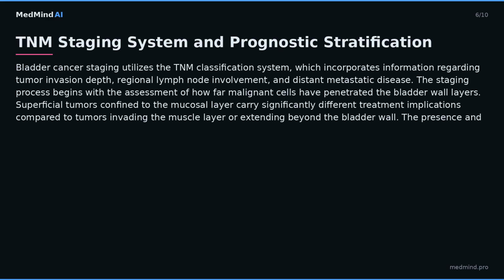The presence and extent of regional lymph node involvement substantially impact prognosis, as does evidence of distant metastases. Clinicians assign numerical stages ranging from 0 through 4, with stage 0 representing the least advanced disease limited to the mucosa, while stage 4 indicates advanced disease with distant organ involvement. This staging framework guides treatment selection and provides patients with prognostic information regarding expected outcomes.